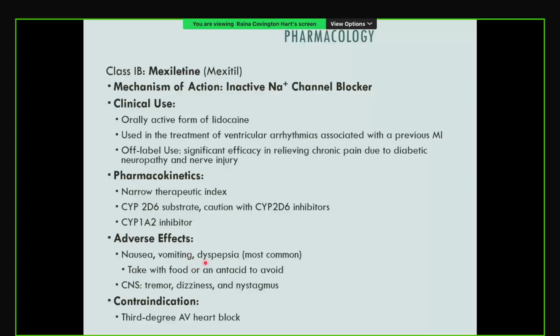Adverse effects, more GI issues, right? So this is also common for these. Because it has okay oral bioavailability, I can have my patient take it with food to decrease that GI discomfort that they will experience if they're taking it. And then your CNS issues, same thing that we already saw, contraindication, same, because it's also still a 1B, okay?